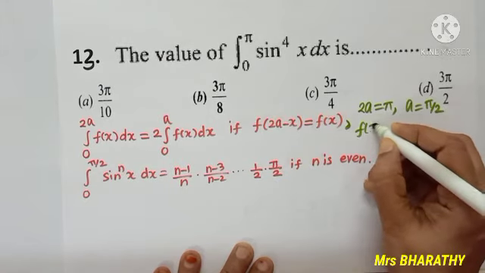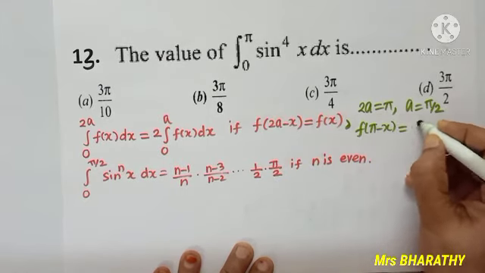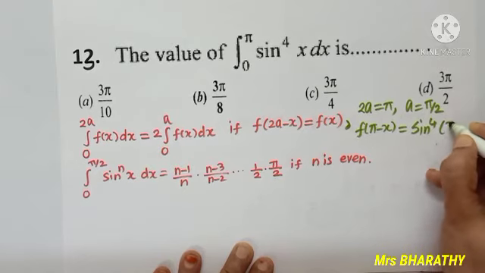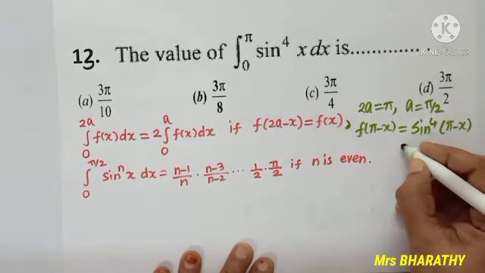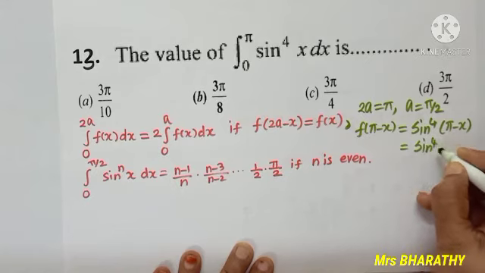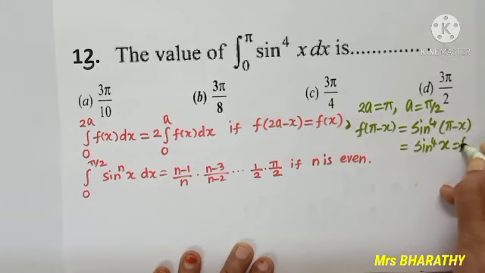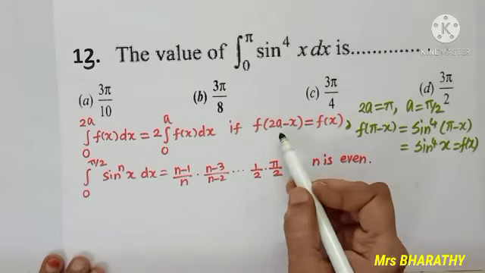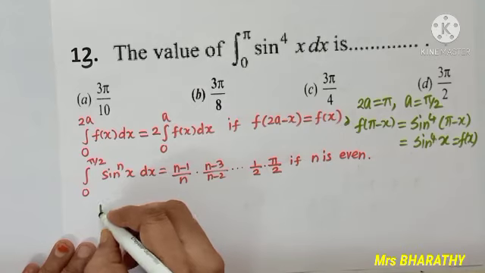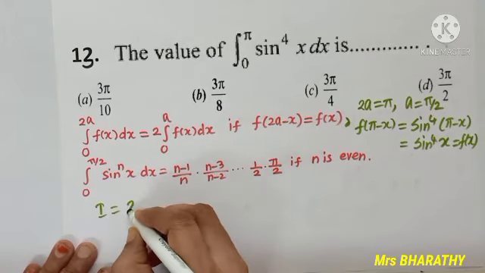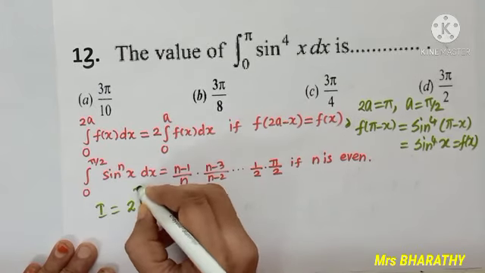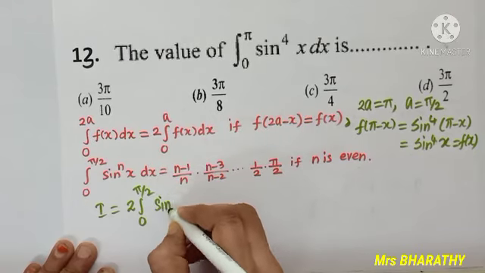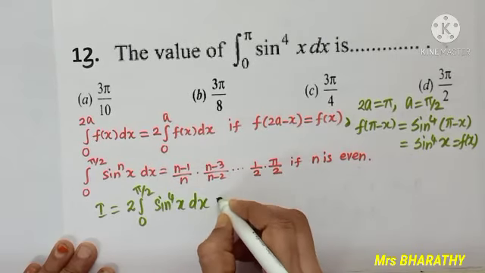What is f of pi minus x? Sine power 4 of pi minus x, which is again sine power 4x, or I will simply say f of x. So we can very well apply this formula. So the given question reduces to 2 times integral 0 to pi by 2 sine power 4x dx.